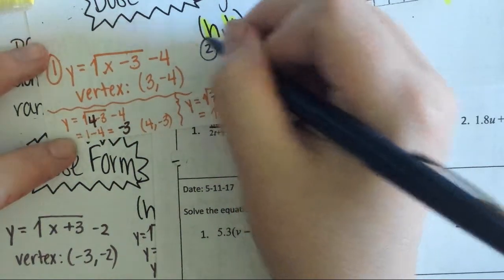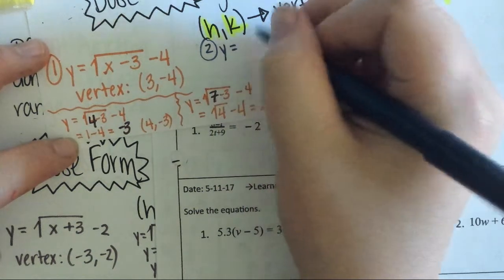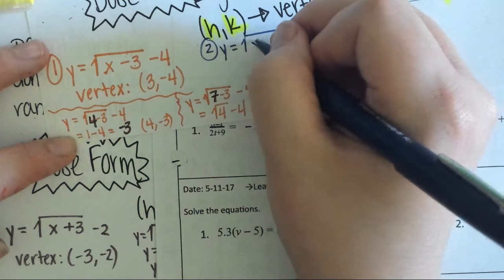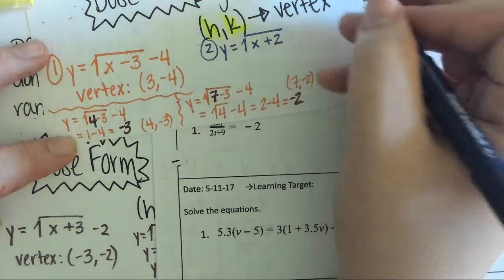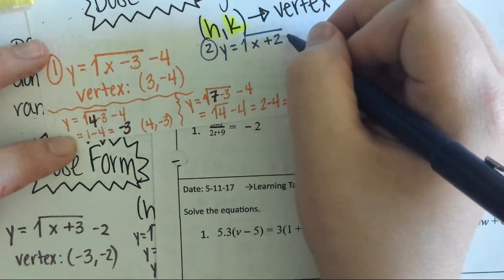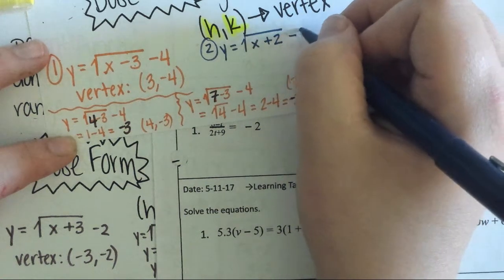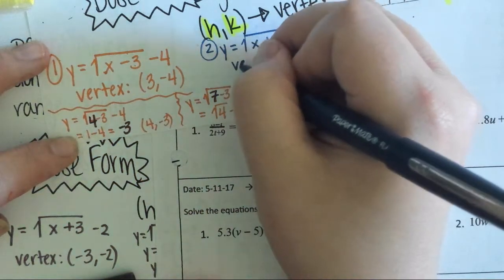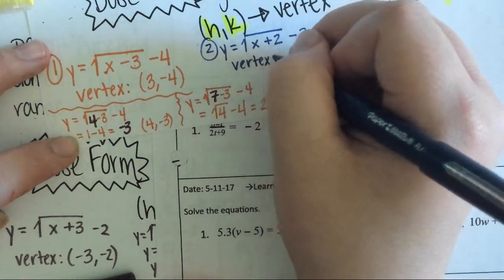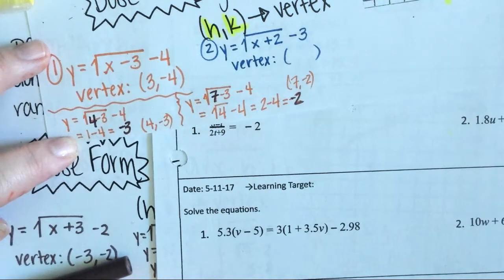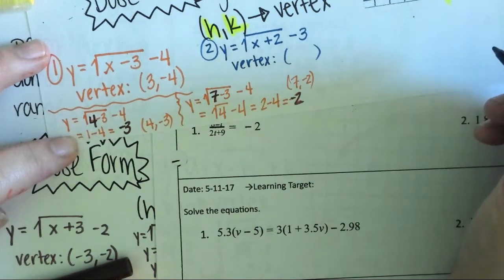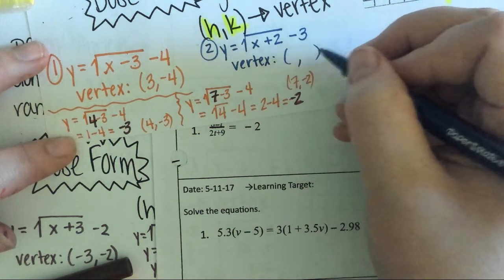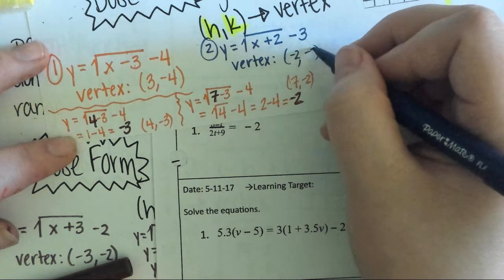For our second example, we'll do y equals square root of x plus 2, minus 3. So where would my vertex be if this was my parabola? Parabola, good grief, Miss Compton. If this was my square root function, where would my vertex be? -2, -3. The opposite sign for the x.